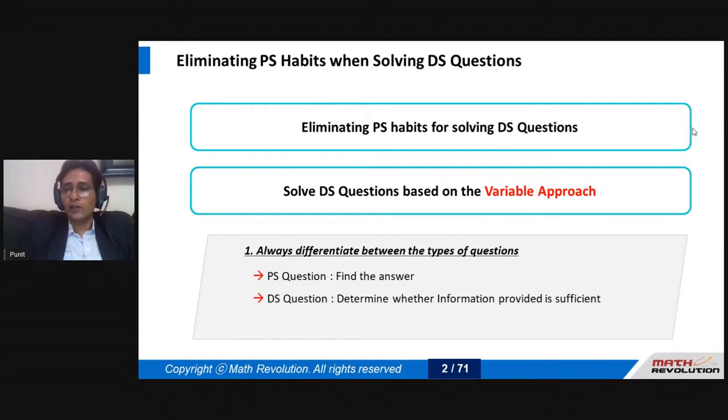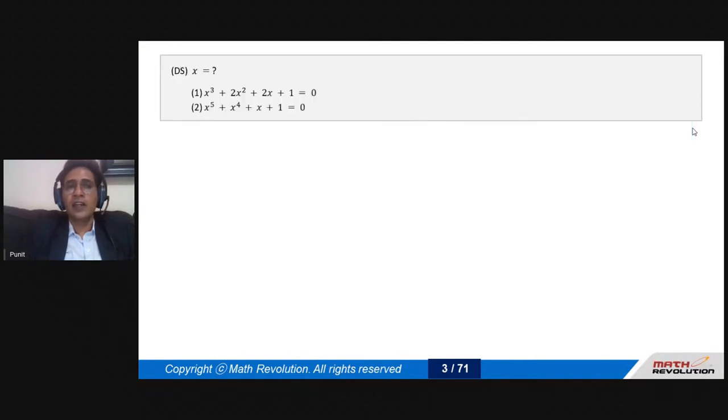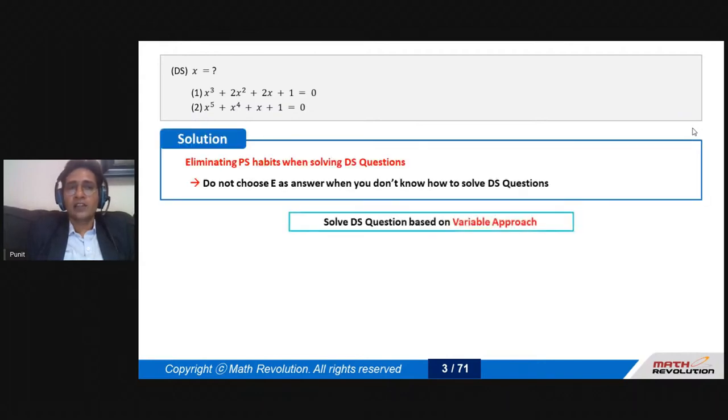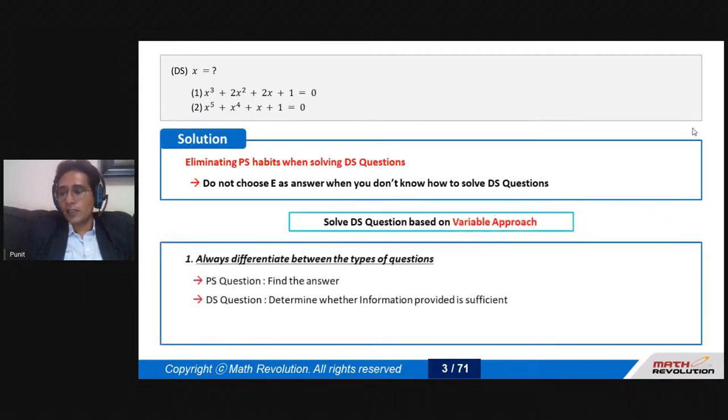Let's quickly see one of the questions on the basis of this. And choose E when you encounter difficult DS questions. That is again one of the key methods that you could apply. Let's go with one of the DS questions on the screen, which asks you to calculate the value of X, and there are two polynomials given in the two statements, which look not that scary, but yes, we feel like how to solve this.